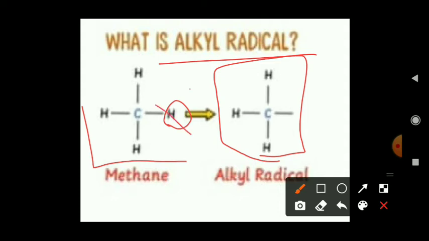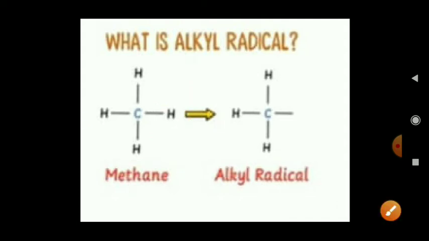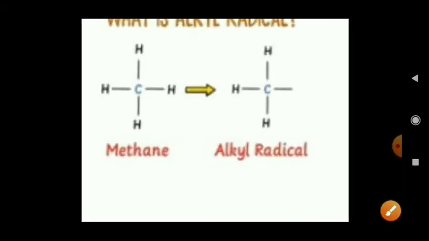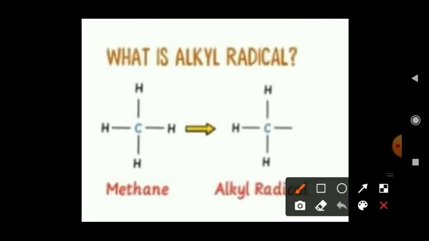So why do we remove the H? Then, without H, we can put another group, for example, OH, CHO, C double bond OH. There are many groups, and that is known as a functional group, which changes the function of the alkyl radical. For example, let's see an example of alcohol. When in methane we remove the hydrogen and place OH, it becomes methanol, where OH changes the function of the alkyl radical, and it now becomes an alcohol, with a new function. That's why it is known as a functional group.